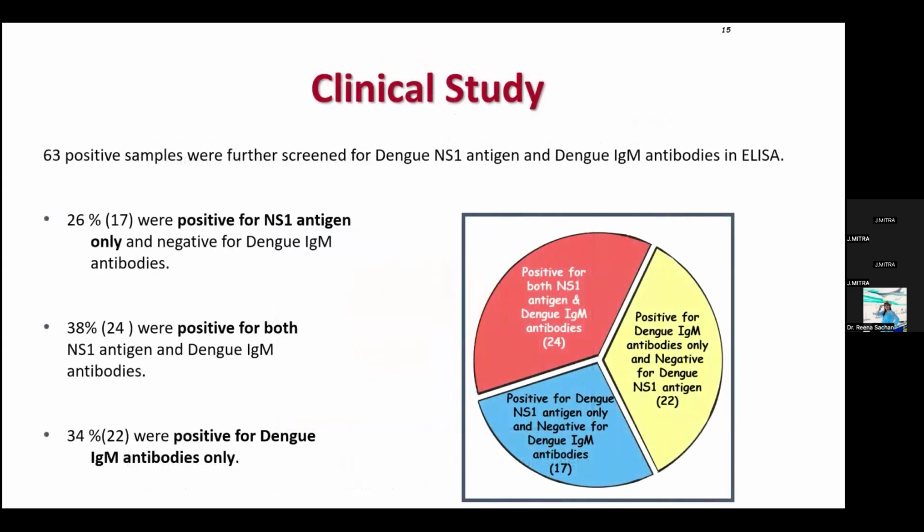And among these 63 patients, it was seen that they were tested both for NS1 antigen and IgM antibodies, and it was found that only 26%, that is 17 cases, were positive for NS1 antigen, and they were negative for dengue IgM antibodies. 38% were positive for both NS1 antigen and dengue IgM antibodies, and 34% were positive for dengue IgM antibodies only.